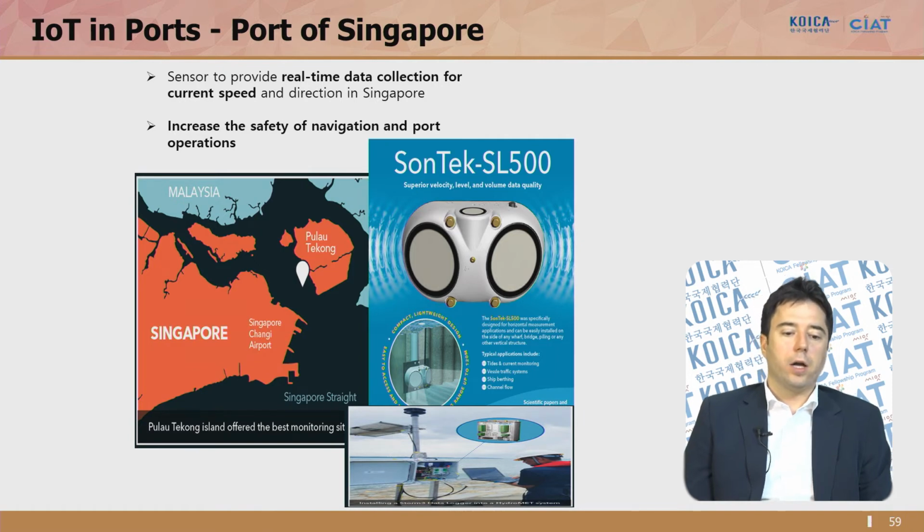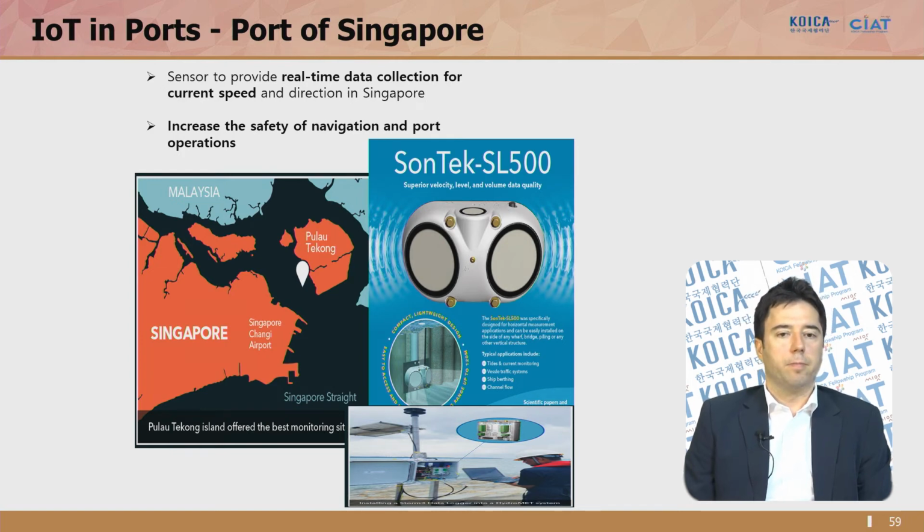So, a few examples of IoT in the Port of Singapore. One, again, very important idea behind the Internet of Things is sensors. Sensors are devices that are able to collect a variety of data from port operations. So sensors are important to provide real-time data collection for current, speed, and direction in Singapore. In this case, the Port of Singapore is monitoring weather conditions as well as ships approaching the port area with regard to speed and direction to avoid accidents within the port area. And the idea here is to increase the safety of navigation and port operation.